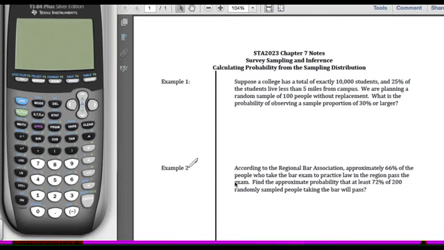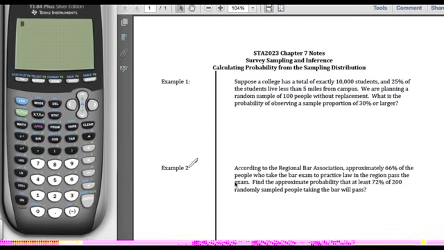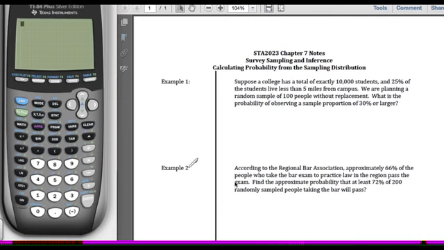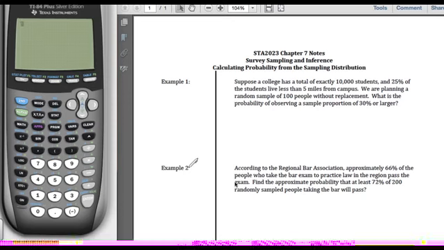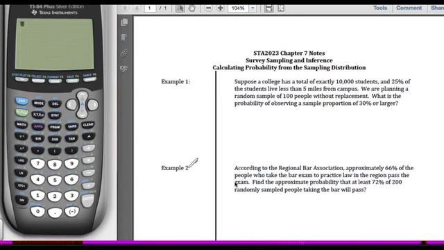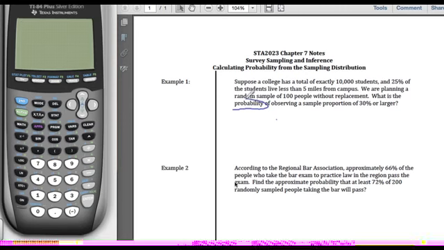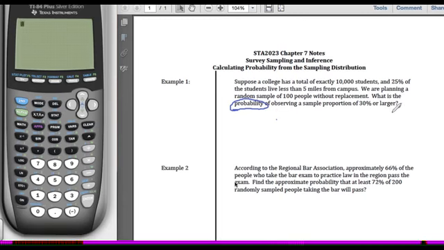Next up, we're going to look at the idea of calculating some probabilities based off of sampling. We've seen the idea in example 1 in a few of our previous videos, and we're going to take it one step farther. Once again, it says suppose a college has a total of exactly 10,000 students, and 25% of the students live less than 5 miles from campus. We're planning a random sample of 100 people without replacement. This time I want to know what is the probability of observing a sample proportion of 30% or larger.